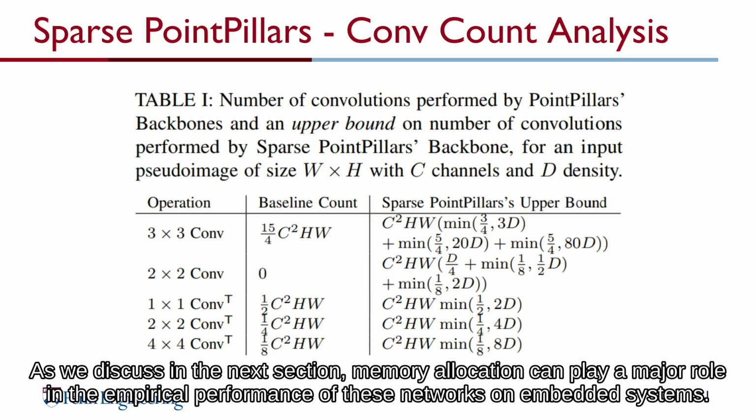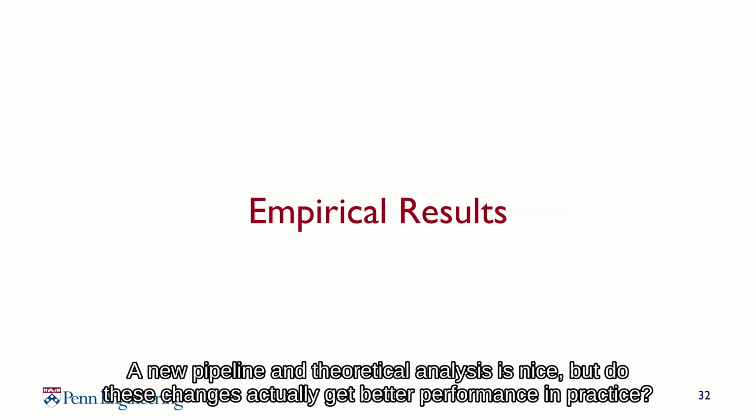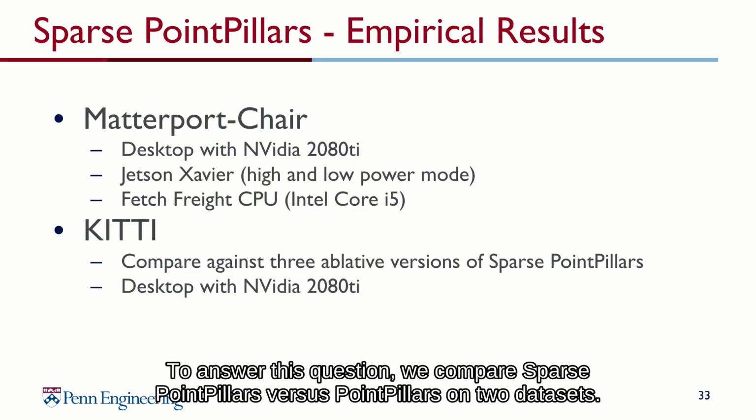And as we discuss in the next section, memory allocation can play a major role in the empirical performance of these networks on embedded systems. A new pipeline and theoretical analysis is nice, but do these changes actually get better performance in practice? To answer this question, we compare Sparse PointPillars versus PointPillars on two datasets.